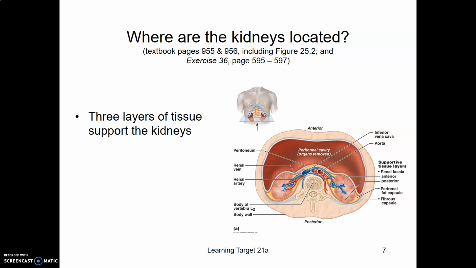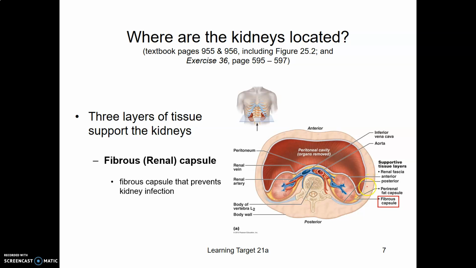All right, so if we're looking at what tissues are going to support it, you have a fibrous capsule that surrounds the actual kidney. This fibrous capsule, like it says here, is going to help prevent kidney infection. So it's just another layer, right? We can also call it a visceral membrane, a visceral serosa. What you'll see it being called more commonly, other than fibrous, is renal capsule. Remember, renal always means kidney.